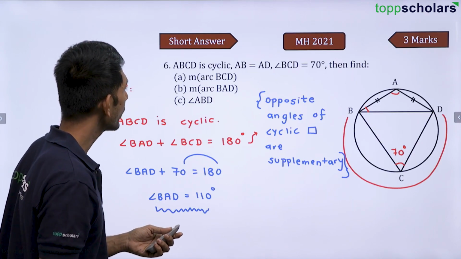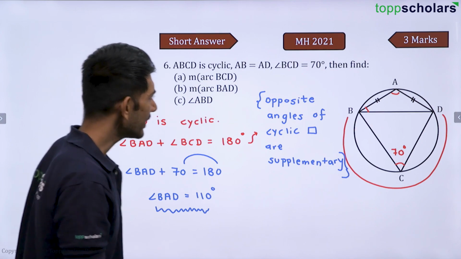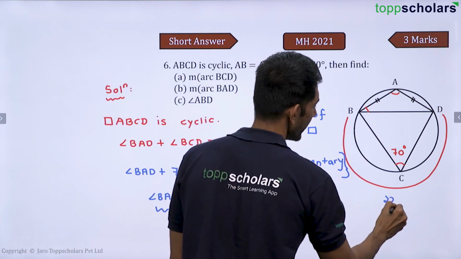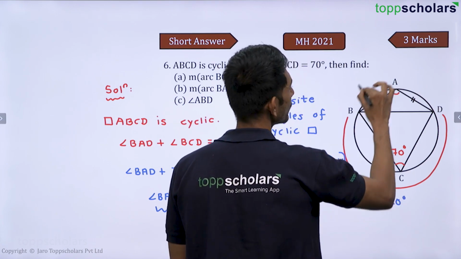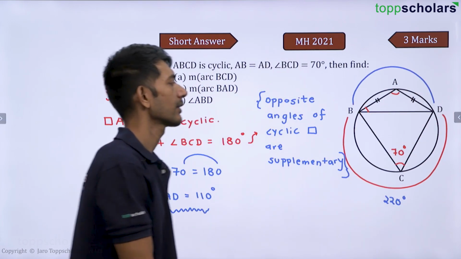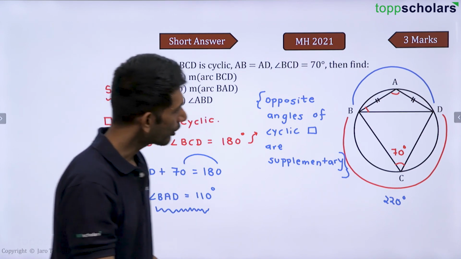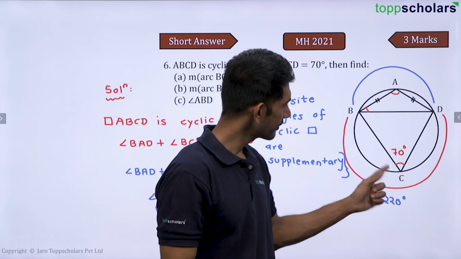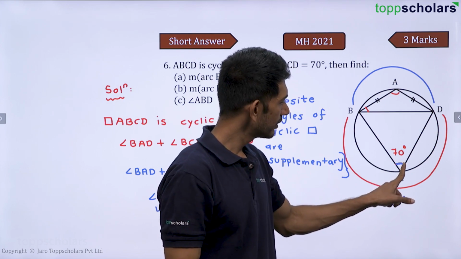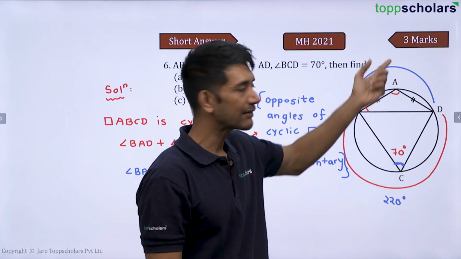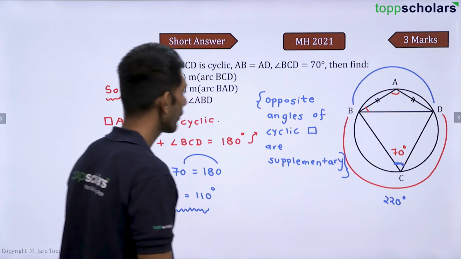We are supposed to find out measure of arc BAD. Now see, if this BCD is 220 degrees, how much will be the remaining? Obviously, we'll subtract that from the circle, correct? Or else we have one more way of doing this. This angle is the inscribed angle. So this will be half of BAD. So if this is 70, that will be double. Double is 140.